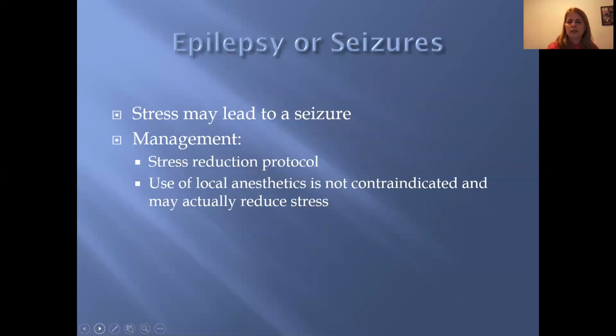Epilepsies or seizures. Stress could lead to a seizure. Stress of the dental appointment, stress of being in the dental chair, stress of anticipating pain. So use a stress reduction protocol, and a lot of the times the use of local anesthetic is not contraindicated, and it can actually reduce stress and reduce the chance of the patient having a seizure.